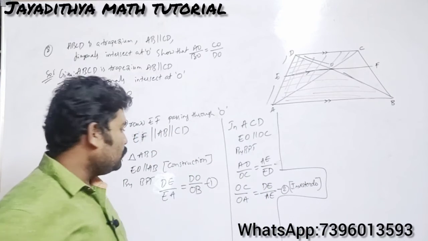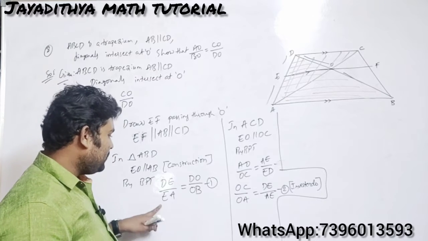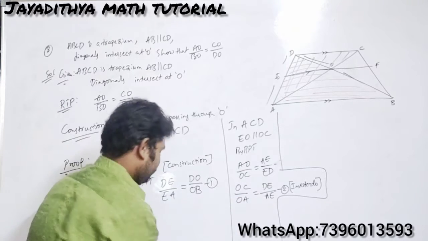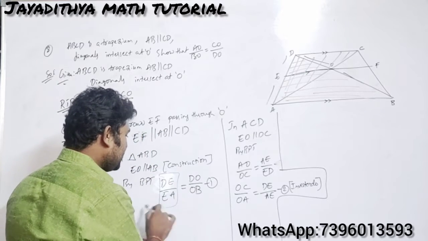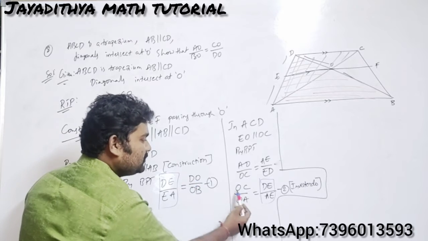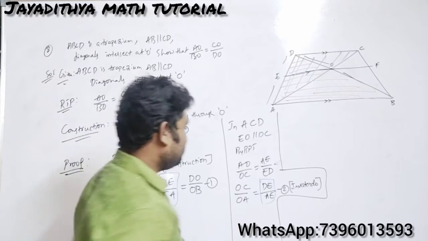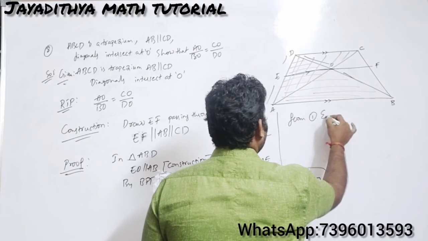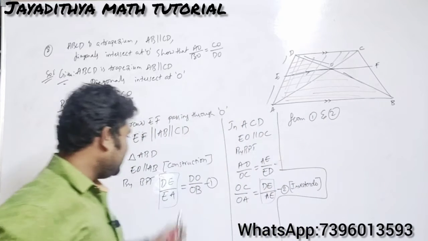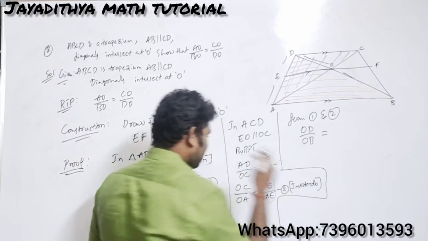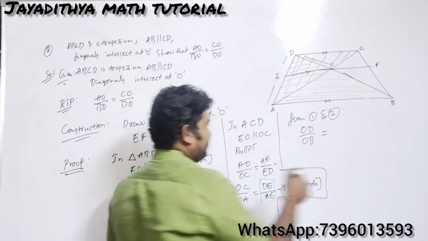So from 1 and 2, what can you write here? See here, I got DE by EA, and here also I got DE by EA. So both are equal, right? So automatically OD by OB must be equal to OC by OA. So from 1 and 2, OD by OB is equal to OC by OA.